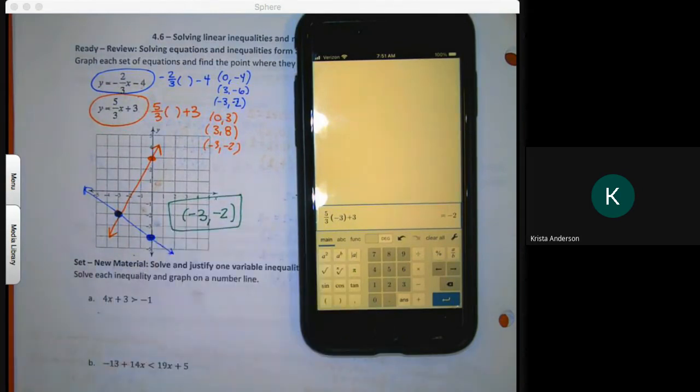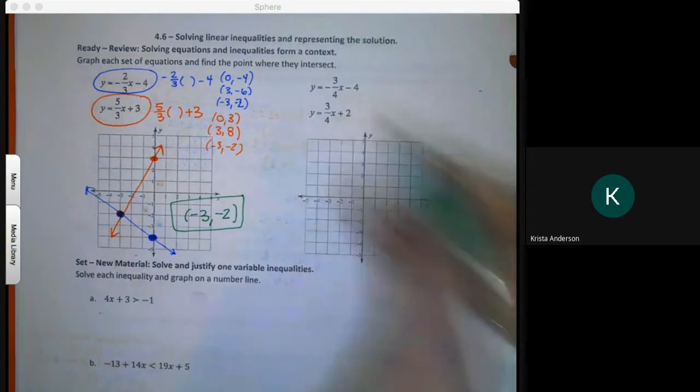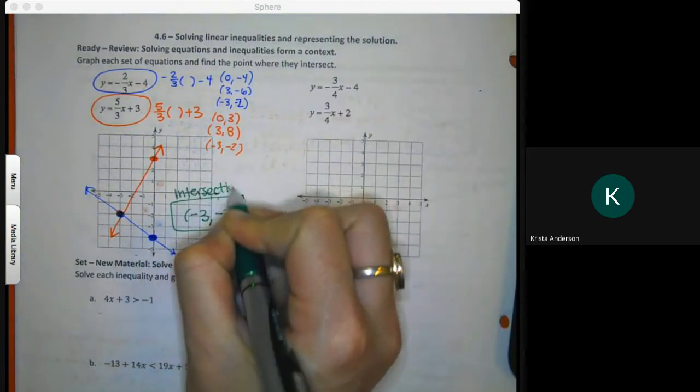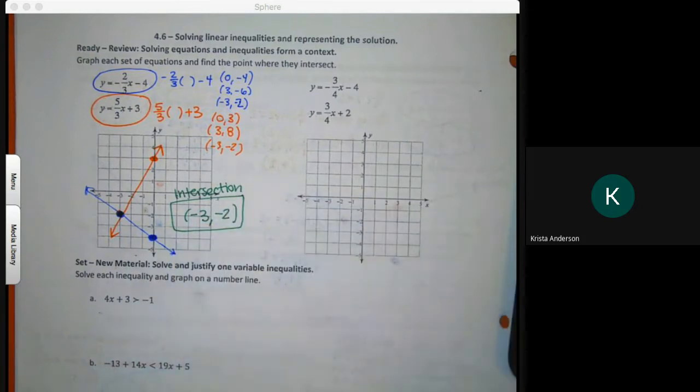I think it says solution or intersection. The other day I wrote interception, like football. Intersection.